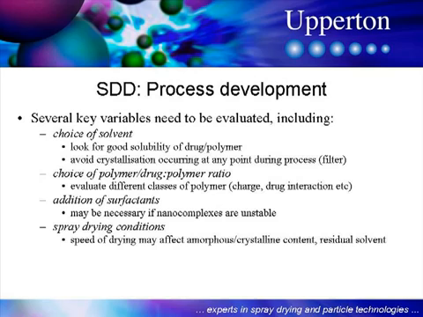When we're developing a spray dried dispersion, there are a number of key variables that we need to evaluate. The first of these is the choice of solvents. We need to find an organic solvent that has good solubility properties both for the drug and the polymer. We also need to avoid the presence of any crystallization occurring at any point during the process. If crystalline drug is present, this can ultimately lead to instability of the spray dried dispersion.